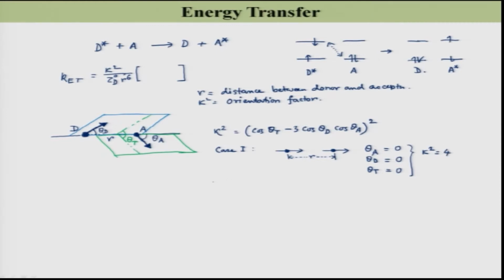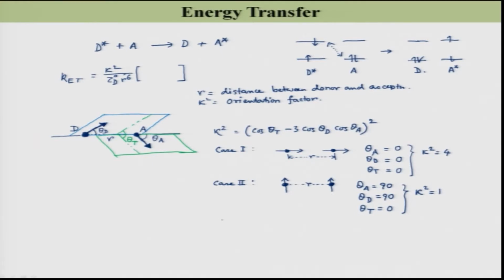I will take another case, case 2. This is my donor and this is my acceptor, at the same distance r. For this case 2, I will also have different values of theta a, theta d, theta t. So, theta a is equal to 90, theta d is equal to 90 and theta t here will be equal to 0. So, in this case kappa square will be equal to 1, right.